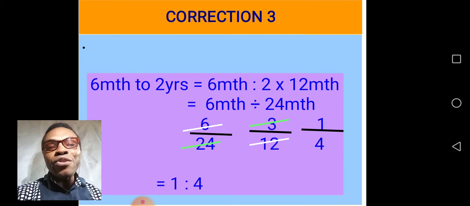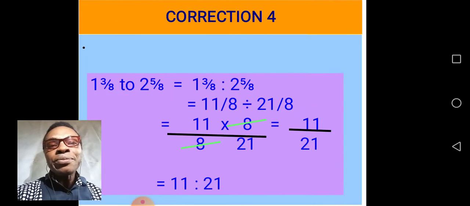Remember, if you add the digits in a number together, check if 3 can divide the answer you get. For instance, 2 plus 4 is 6. So 3 can divide 6, so 3 will divide 24. 1 plus 2 is 3, and 3 can divide 3, so 3 can divide 12. So our answer will become 1 ratio 4. So 6 months to 2 years will give you 1 ratio 4 in its simplest form.